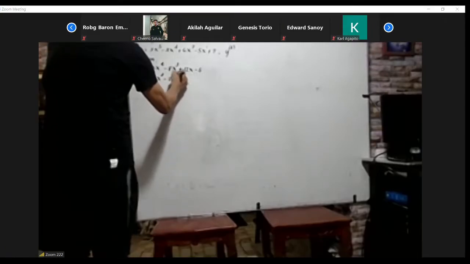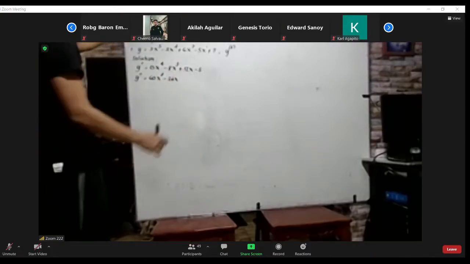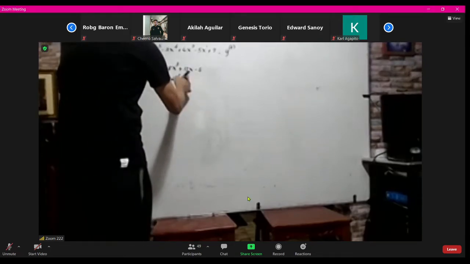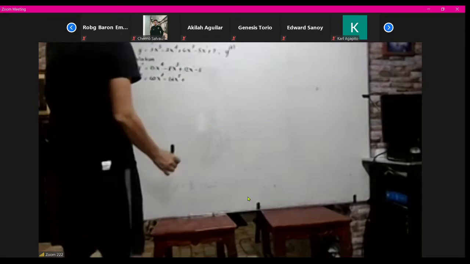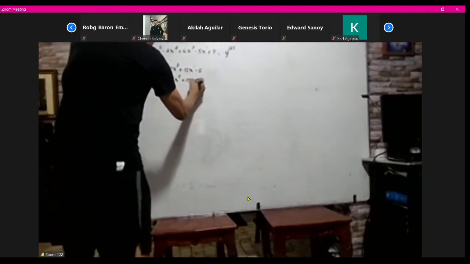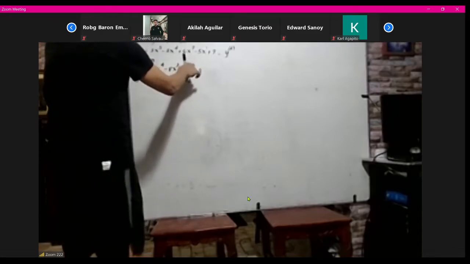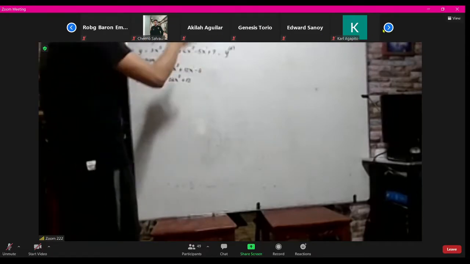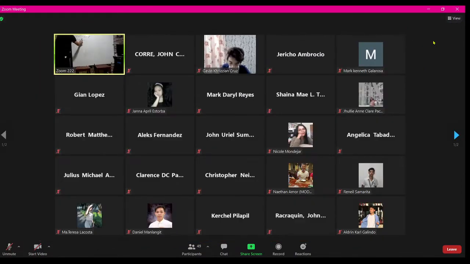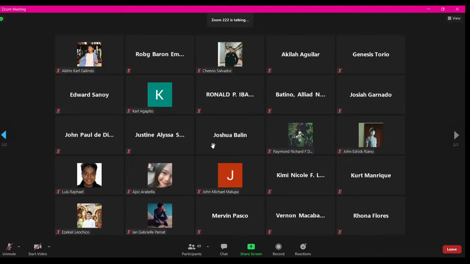Then, x. Bawas na naman tayo ng power ng isa. Okay, then plus 12. Ang power niya sa taas ay 1. 12 times 1 equals 12. Then, ang x natin, x raised to 1 minus 1, so x raised to 0. X raised to 0 is equal to 1. So, therefore, 12 times 1 equals 12. And the derivative of negative 5 is equal to 0 because that is considered as a constant. So, ito na yung second derivative natin.